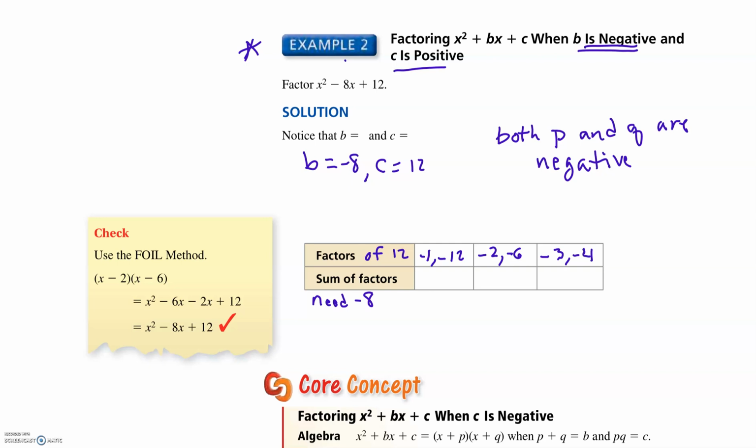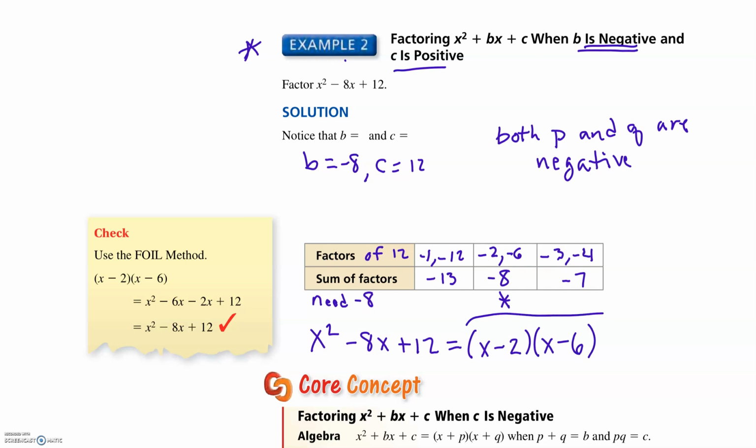So the sum of the factors in this case is negative 13. That's not what I want. There's what I want. Negative 2 plus negative 6 is negative 8. That one's negative 7. It's not quite right. So this is what I want. So my polynomial x squared minus 8x plus 12 will factor as x minus 2 times x minus 6. And then you can check that answer. And guess what? They checked it right over here. So they've already checked it for us.